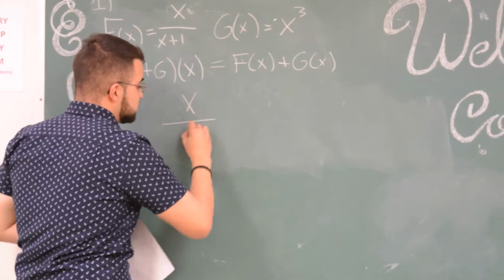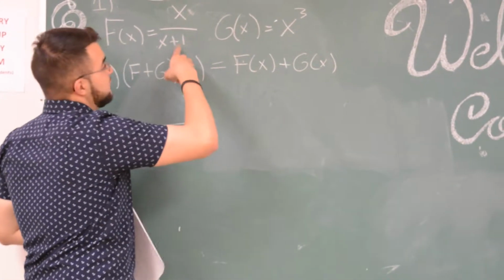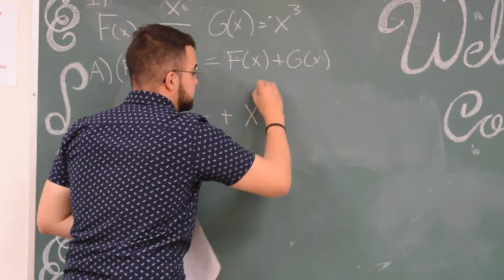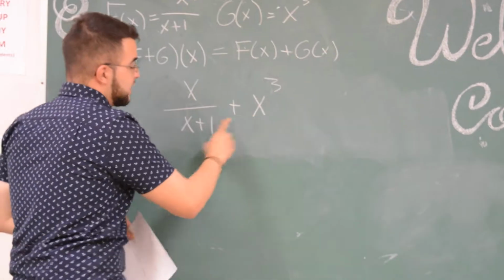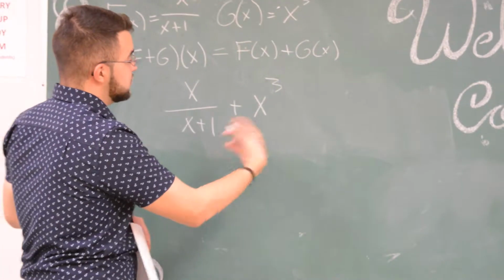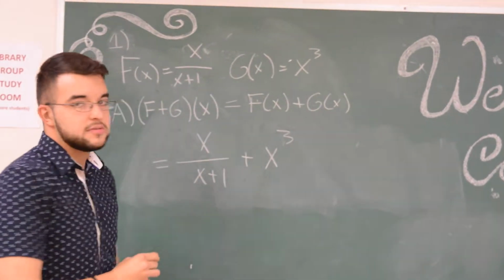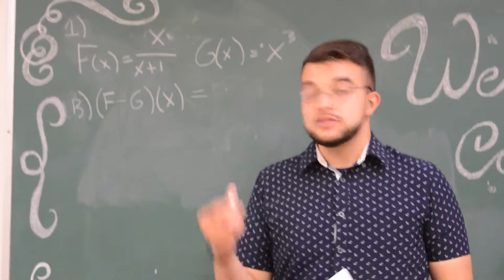x over x plus 1, which again is f of x, plus g of x, which is x cubed. You will check if something is there to simplify. In this case, we're just going to go ahead and leave it like this. And that's going to turn out to be your answer. Okay, so now we're going to go ahead and move on to letter B.